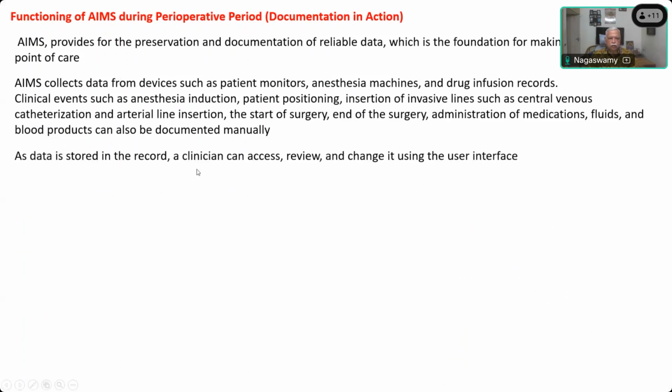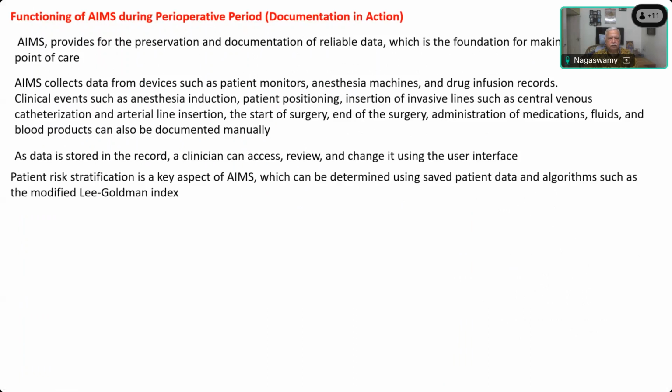So as data is stored in the record, a clinician can access, review, and change it using the user interface. And patient risk stratification is a key aspect of AIMS, which can be determined using saved patient data and algorithms such as the modified Lee Goldman index. So here, all of us are very familiar with the revised Lee index for cardiac patients.